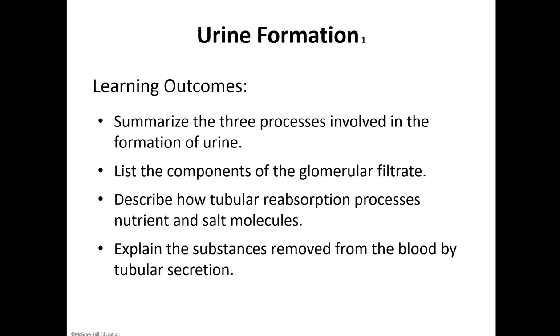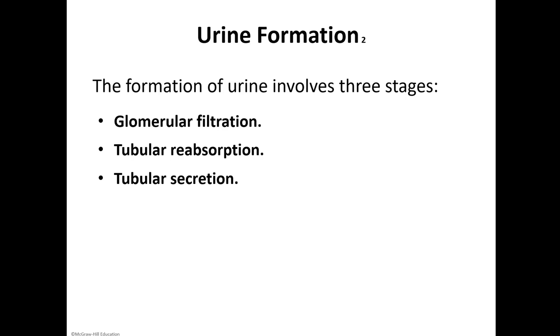Next submodule is urine formation. Learning outcomes are: summarize the 3 processes involved in the formation of urine, list the components of the glomerular filtrate, describe how tubular reabsorption processes nutrient and salt molecules, explain the substances removed from the body by tubular secretion. The 3 processes are glomerular filtration, tubular reabsorption, and tubular secretion.